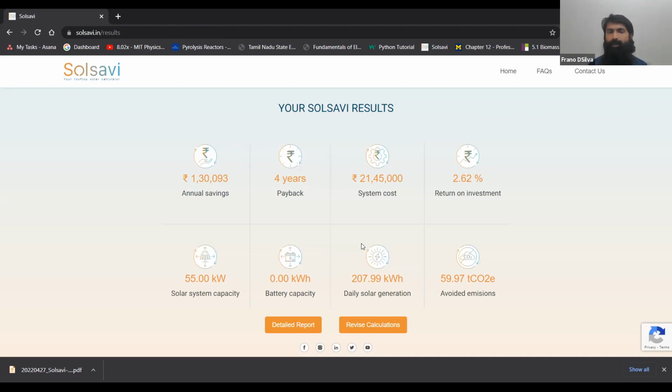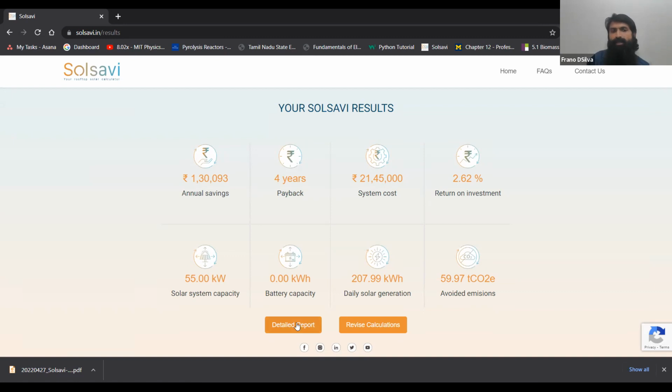The solar capacity mentioned by the user in the customized case is reflected as 55 kilowatt. With no battery selection, we have no value for the battery capacity, and a daily generation profile from the selected system is offered along with the avoided emissions as compared to the case where the solar system is not installed.